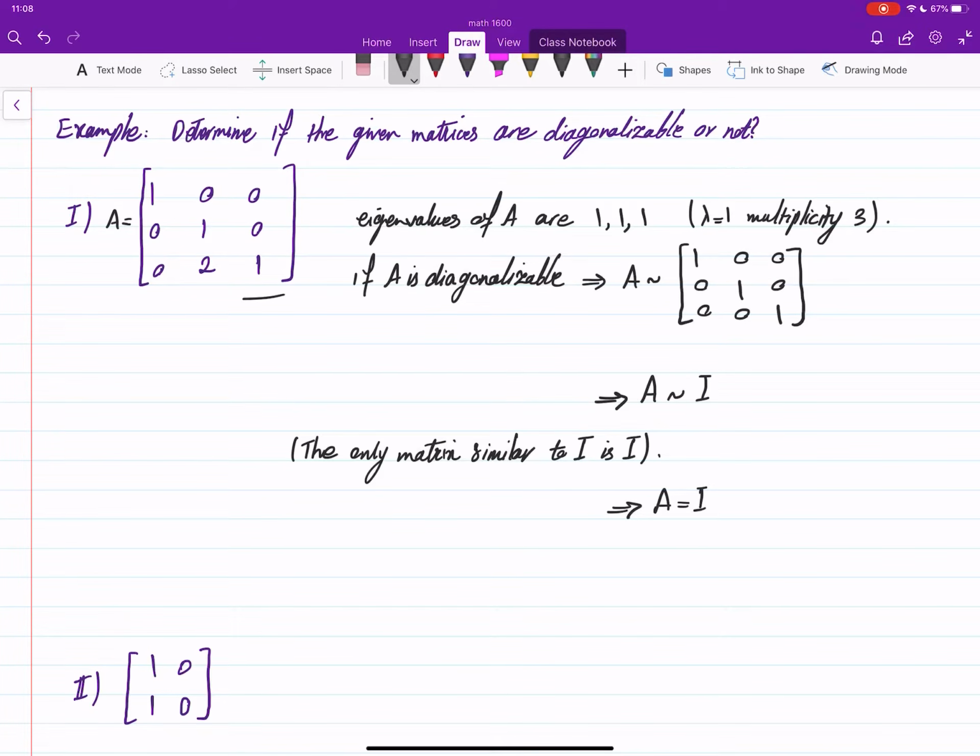But look at this guy. This is not the identity matrix. There is a non-zero entry there. So this is a contradiction. And we can say that, okay, this is not diagonalizable.